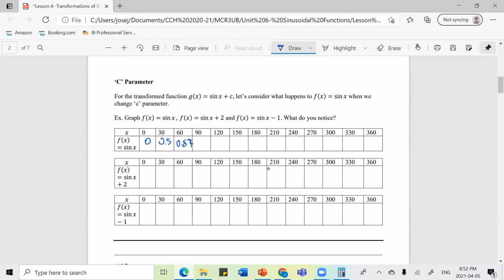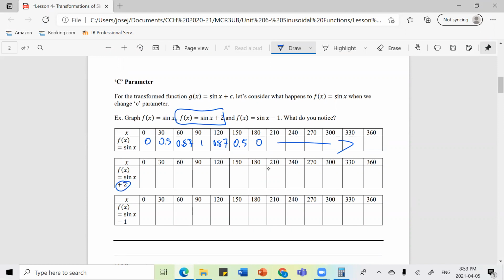0.87, 7, just to give you an idea here. Okay, I'm too lazy to do the rest of it. I think you can do the rest on your own. What I'm going to ask you to do is figure out what the sine of x plus 2 is first.